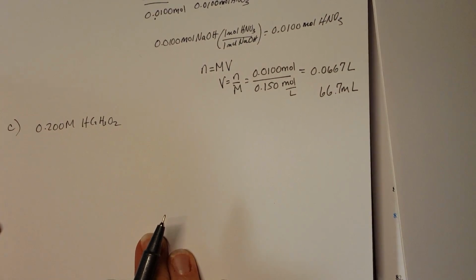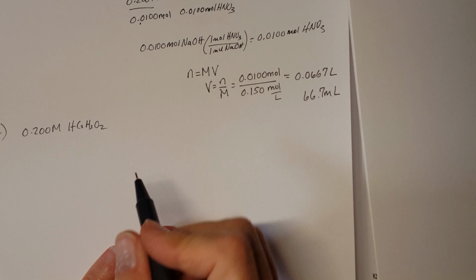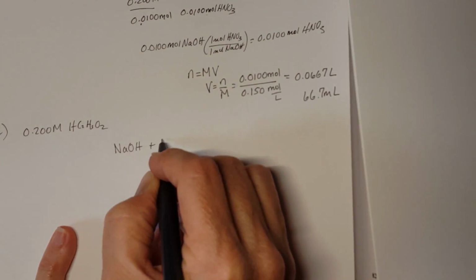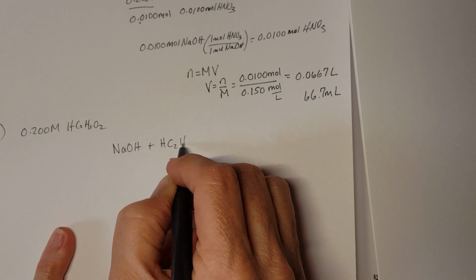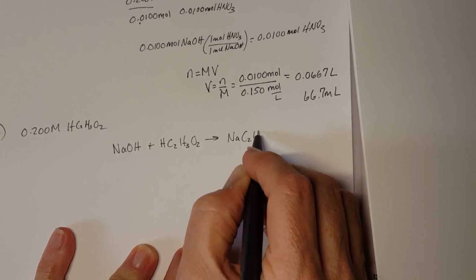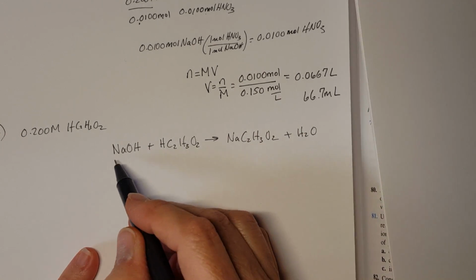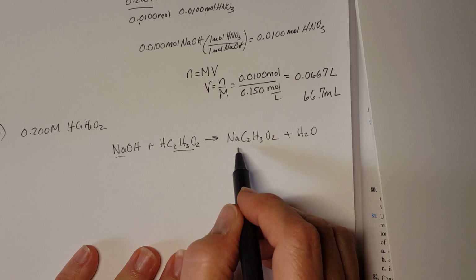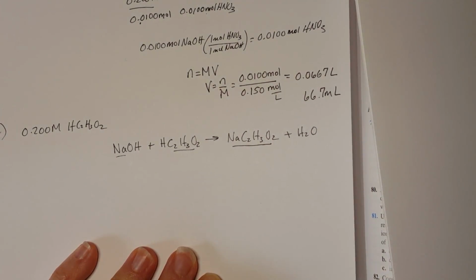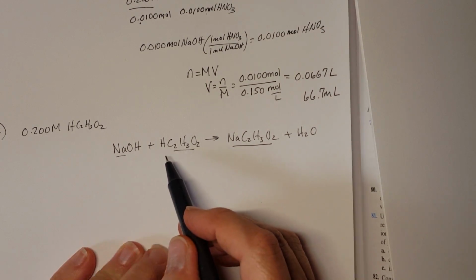In this last example on letter C, it's the same type of question. We still are trying to neutralize our sodium hydroxide, but this time we're neutralizing it with acetic acid, and we would make sodium acetate plus H2O, the cation and the anion. By the way, this salt, that's the salt that's on salt and vinegar chips, sodium acetate. Makes sense that it comes from acetic acid, which is vinegar.